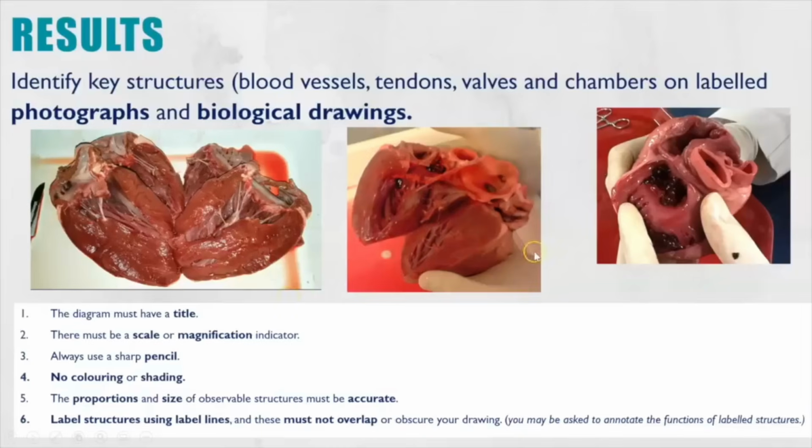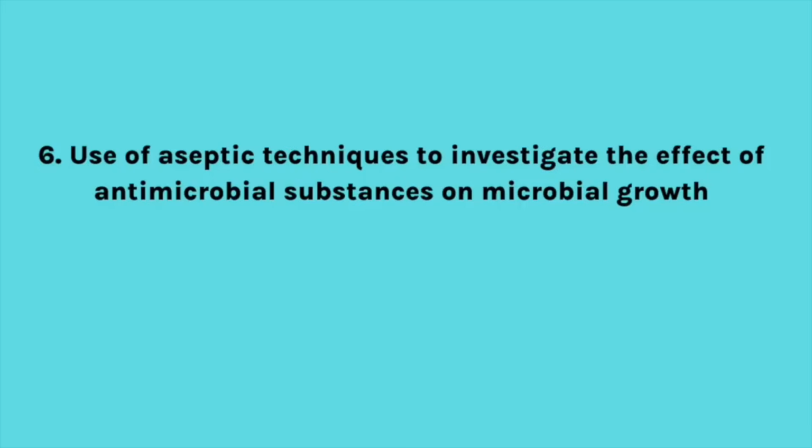And for this particular practical, I would suggest that you annotate the functions or explanations as to why there's differences. So for example, here we can see a really, really thick muscular wall. In your annotation, you'd be stating what the structure is, so the left ventricle muscular wall, and then you'd be explaining why that muscular wall is so much thicker than the right ventricle muscular wall.